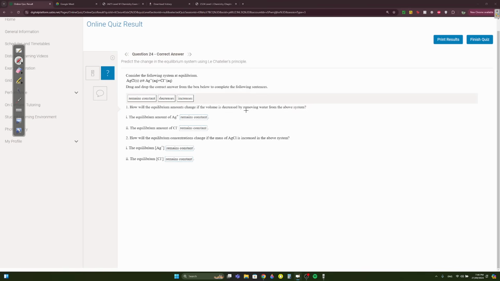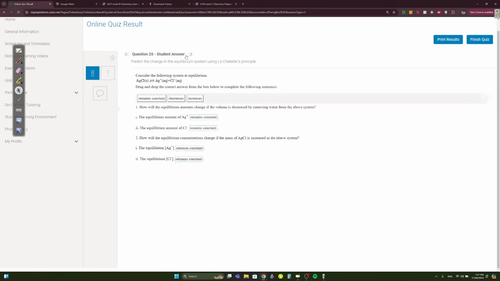If you're removing water, you're decreasing a liquid, right? Now we said this increasing, decreasing, removing concentration, whatever, only applies for gaseous and aqueous species. It doesn't apply for solids and liquids. So since it's a liquid, constant. I should put a check. I don't know why I put X. How will the equilibrium concentration change if the mass of AgCl is increased in the above system? AgCl, what is it? Solid, constant. Like I said, very, very, very easy.